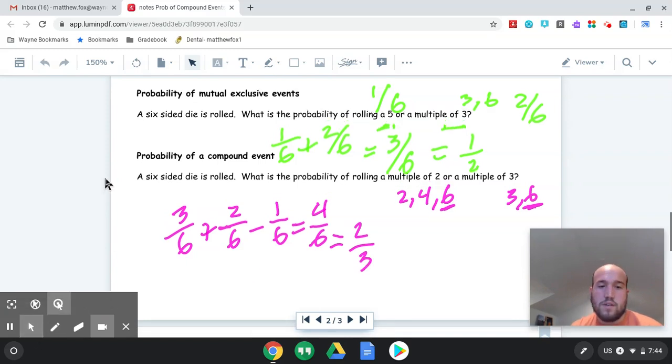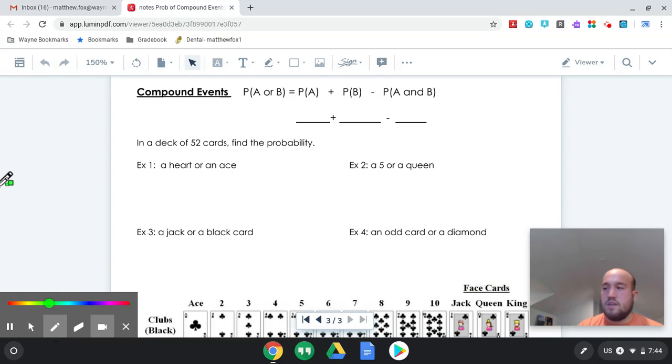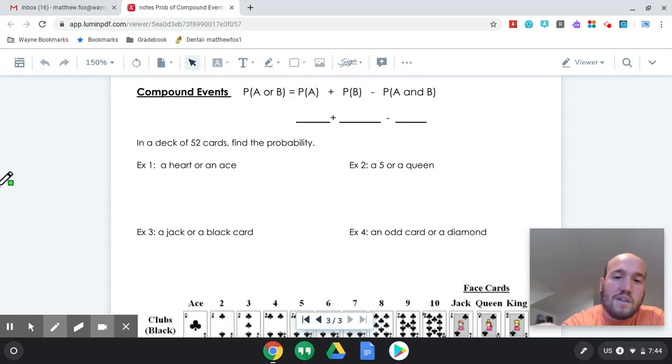All right, now a couple more examples dealing with cards. First, another way to think about this: if we're finding the probability of A or B, one way you can think of it is we want to find the probability of one event, then we want to find the probability of the other event, and then we have to subtract the one that is both of them, the probability that both of them happen.